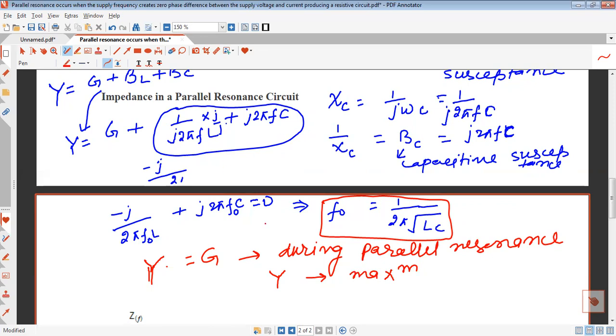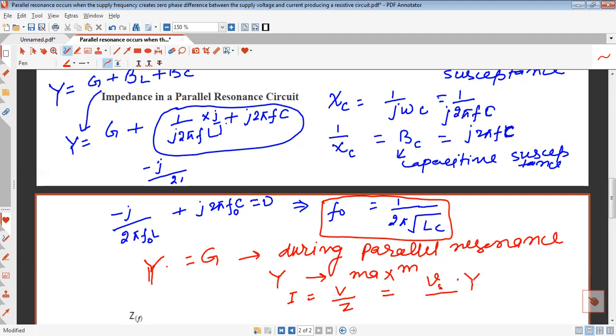So during this resonance, Y will be maximum, and if Y is maximum, what is the value of current? During resonance, current I will be V by Z, where V is the supply voltage, and 1 by Z will be multiplied by Y.